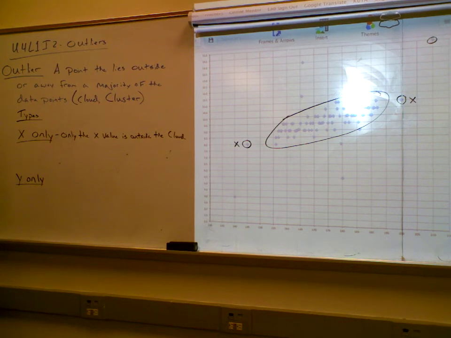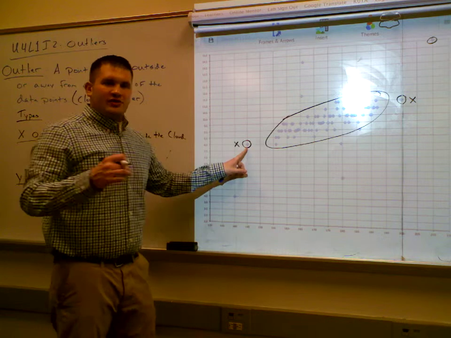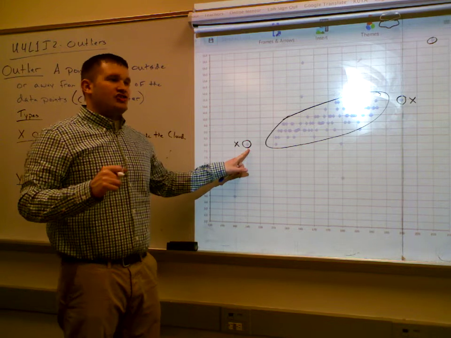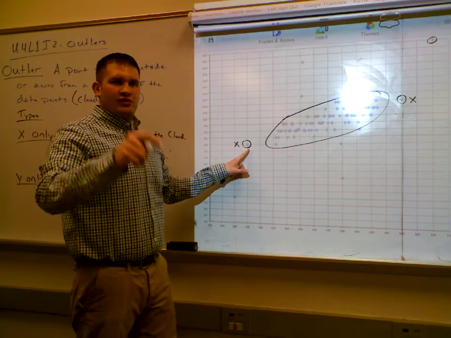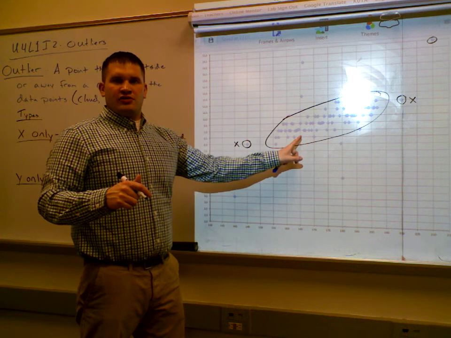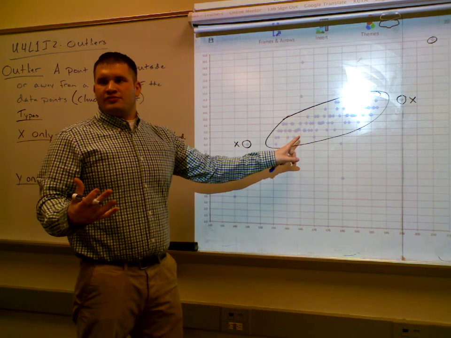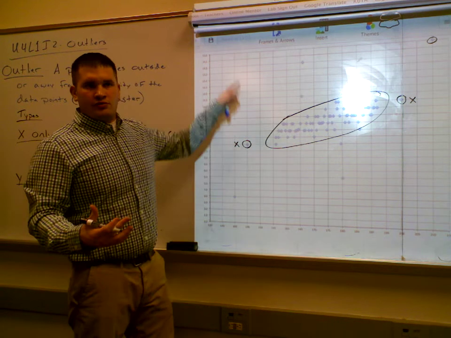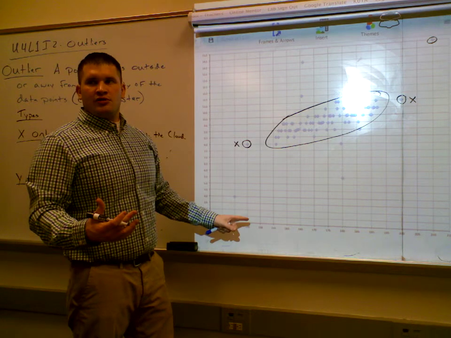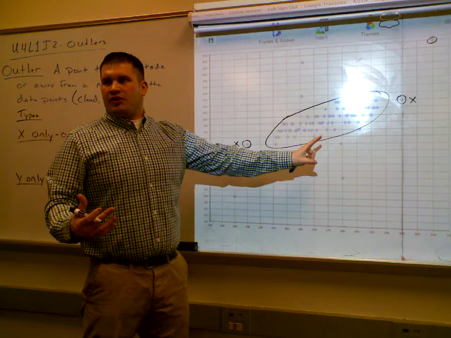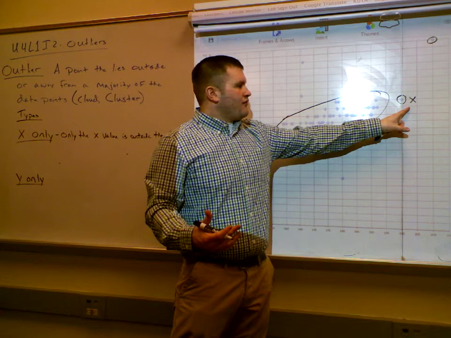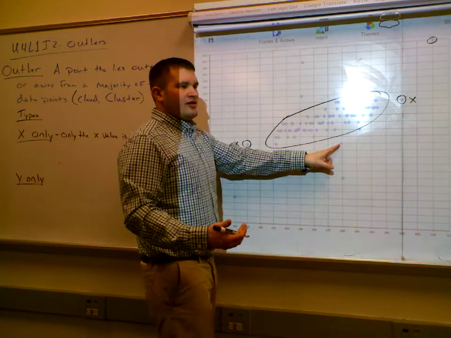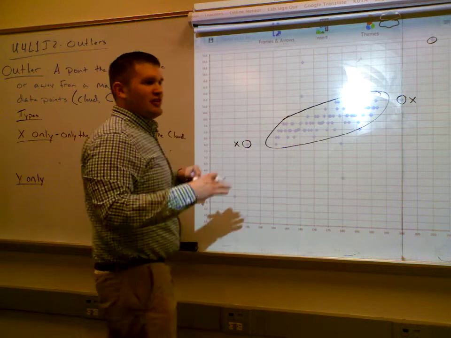Someone last hour said it this way. If I want to put this point in the cloud, do I have to change the X value or the Y value? We have to change the X value, right? I have to slide it to the right, don't I? So that makes it an X-only outlier. Does that make sense? I can move this one up and down all I want, it won't end up in the cloud. If I slide it horizontally to the right, it'll end up in the cloud. Same thing here. If I slide it horizontally to the left, it'll end up in the cloud. Now this one, I can move it up or backwards. That's a special type. We'll get to that in a second.